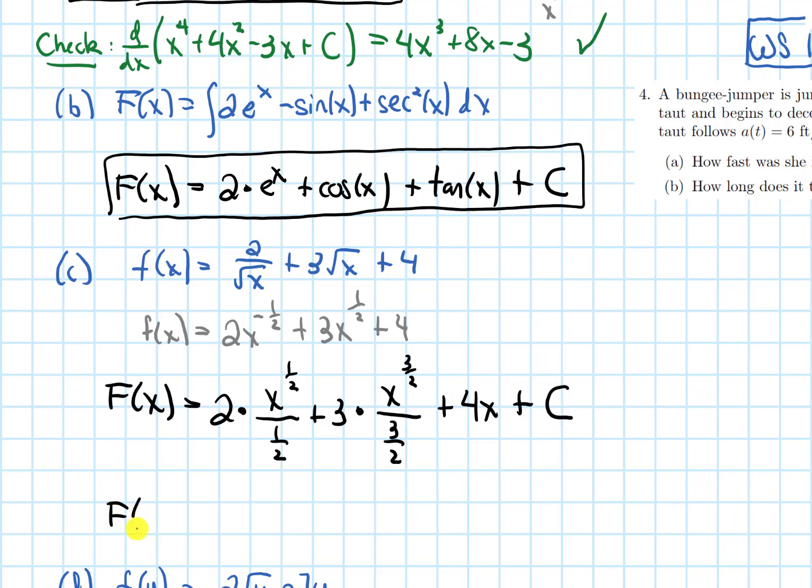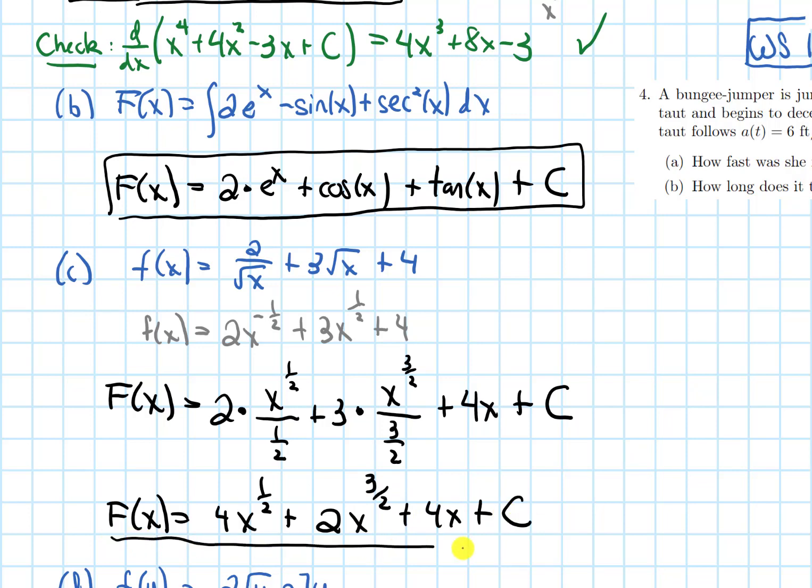And I can simplify. When I divide by a fraction, like a half, that's the same as multiplying by the reciprocal, so multiplying by 2, which gives me 4x to the 1/2. For the next term, that will give me plus 2, because the 3's will cancel, 2x to the 3/2, plus 4x plus c, and that is our answer.